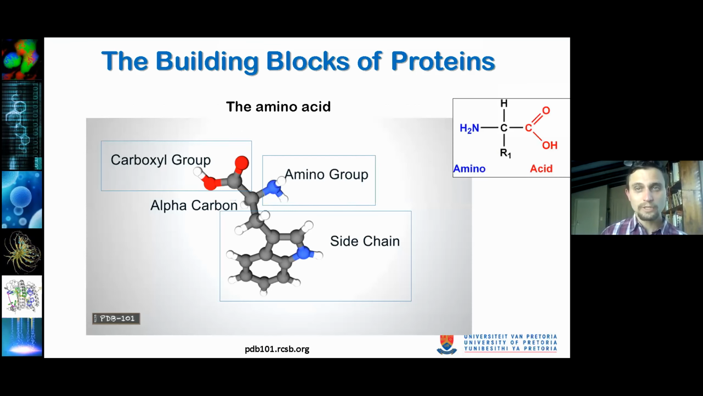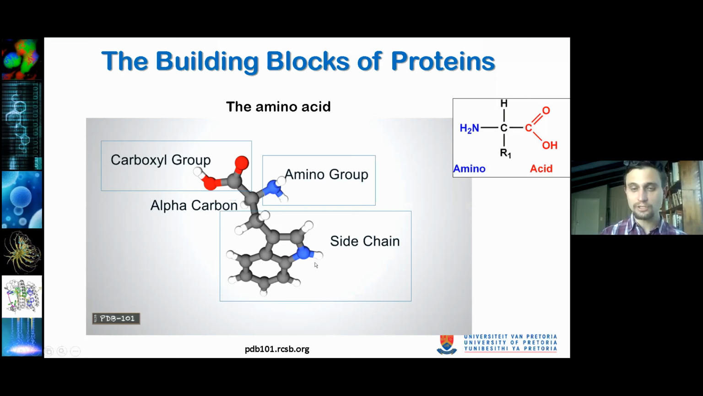So what is a protein? A protein consists of amino acids. It's a chain of amino acids. It consists of a carboxyl group on the one side and an amino group on the other side. These two form the backbone. And then there's the side chain, which gives the protein a certain function.